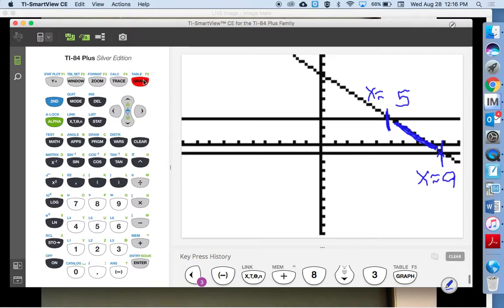Wait, what are the numbers? You told me x was 5 and x was 9. The inequality symbols are less than. So the x is greater than 5 but less than 9. So do we do a bracket and then 5, comma 9, and then another bracket? You're so close. Parentheses. So from 5 to 9, my line is in between those other two y values.